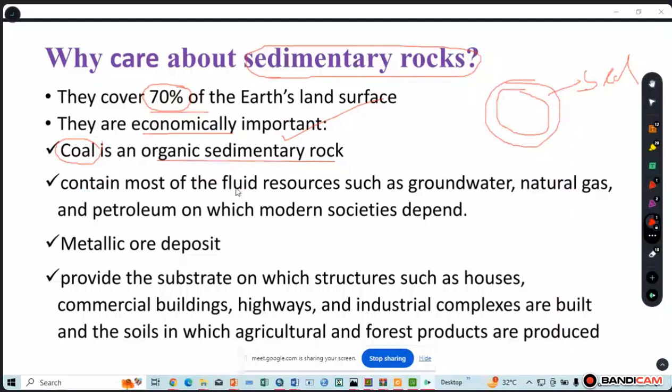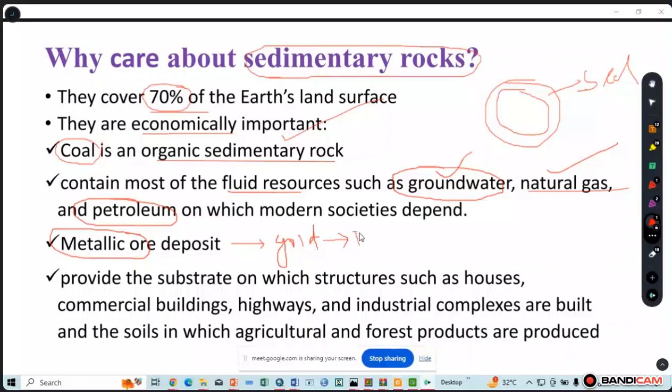It contains most of the fluid resources, that means groundwater, natural gases, and petroleum. These three are the main important things. All of these get deposited within the sedimentary rock. And a metallic ore deposit in the sedimentary formation, like gold, which is a placer deposit. The placer deposit of gold can be found in the sedimentary rock.